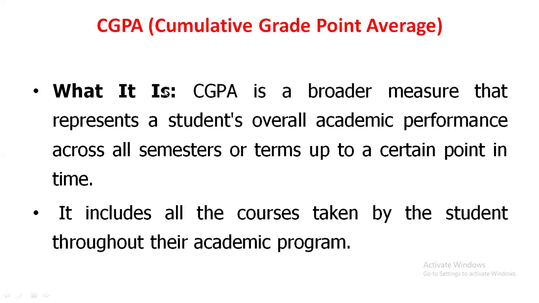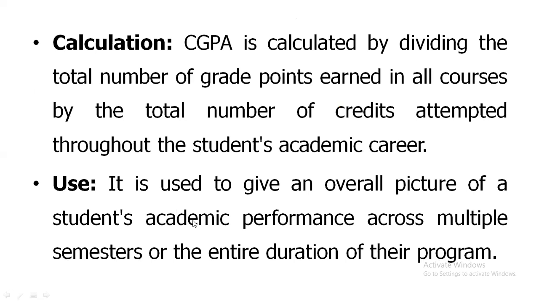CGPA, cumulative grade point average, is the broader measure that represents the students' overall academic performance across the semesters or terms. It includes all courses taken by the students throughout their academic program. CGPA is calculated by dividing the total number of grade points earned in all courses by the total number of credits attempted throughout the student's academic career. It is used to give an overall picture of the student's academic performance across multiple semesters of the entire duration of the program.